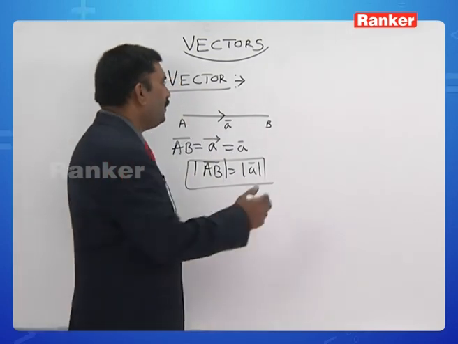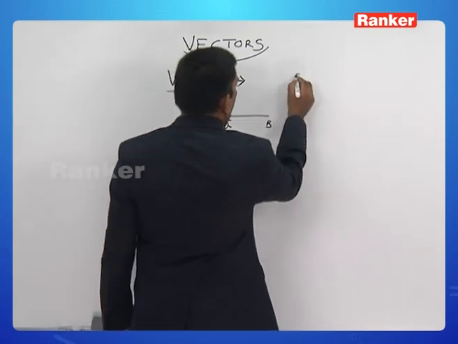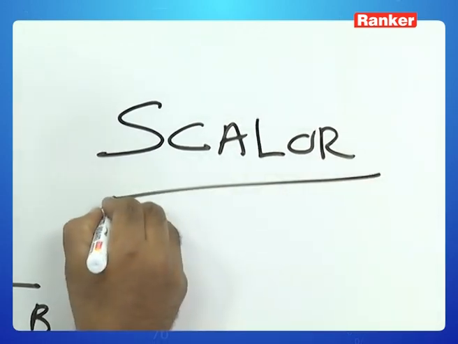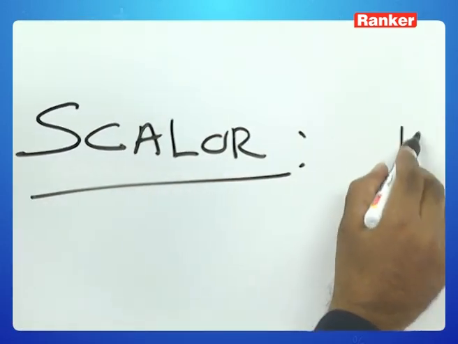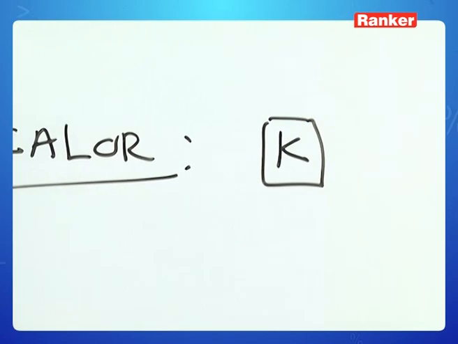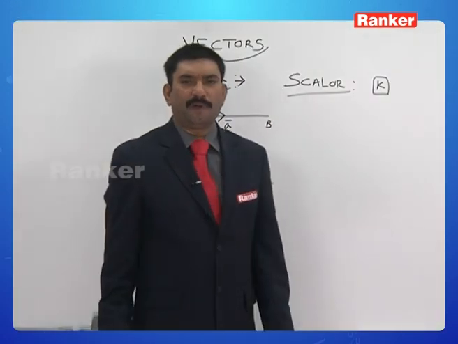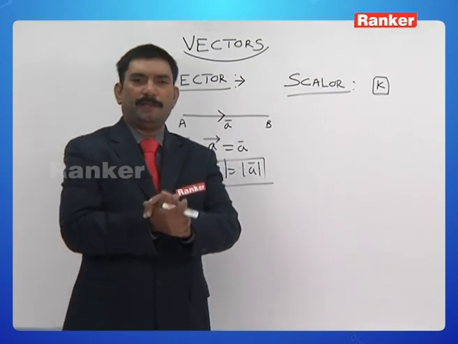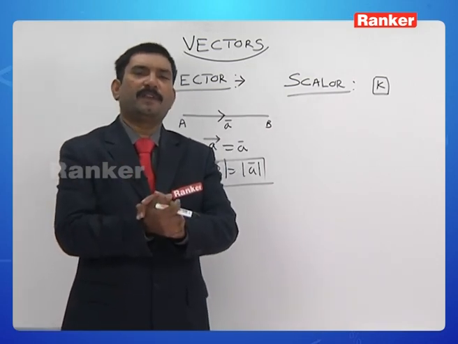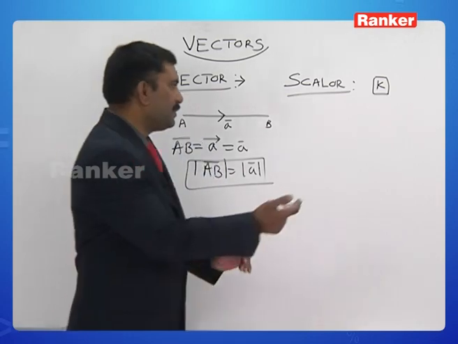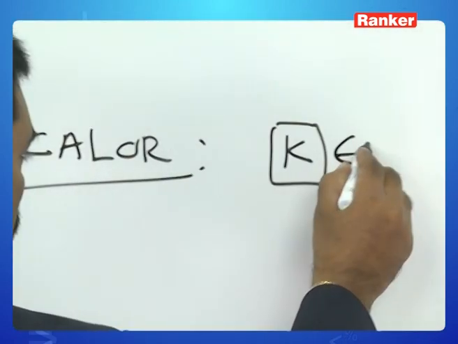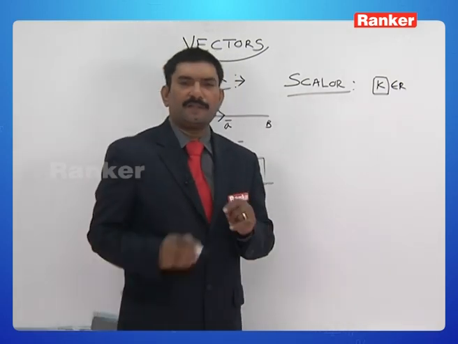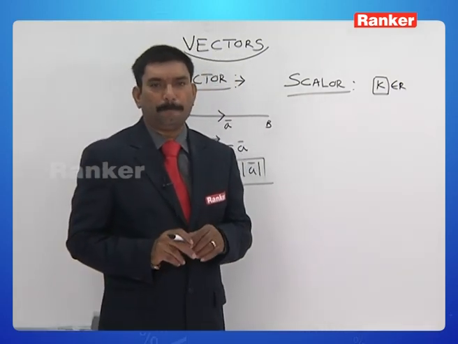So now I will write a scalar. What is a scalar? A scalar is denoted by just any real number. So how to represent a scalar? A scalar is denoted by any real number k, where k belongs to R. Examples I told were mass, temperature, distance, length.